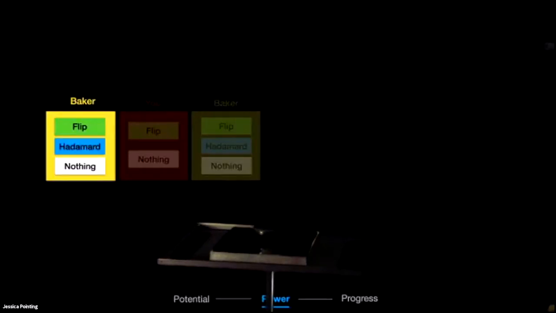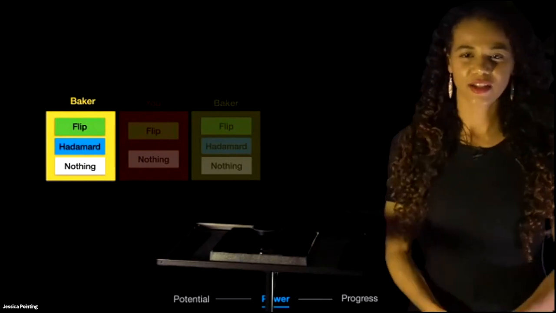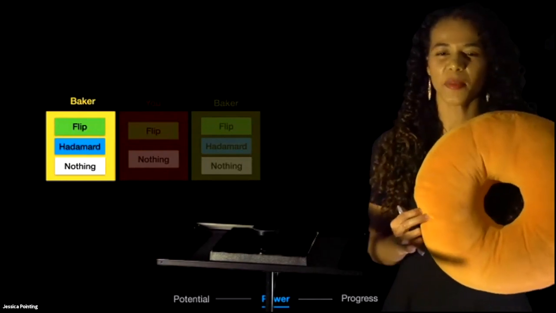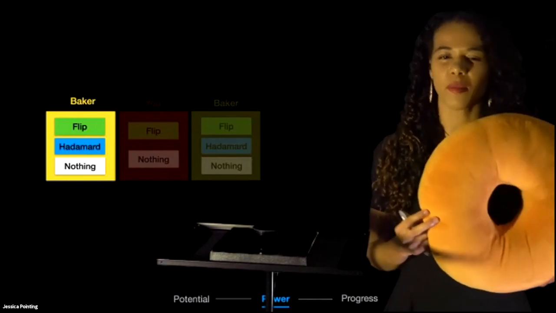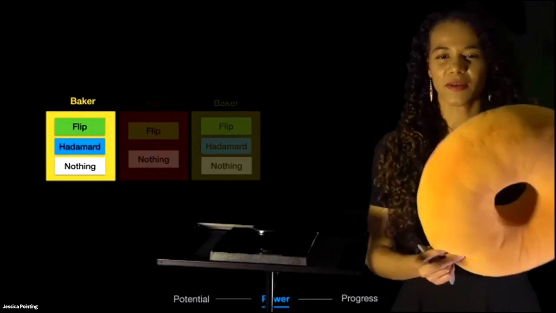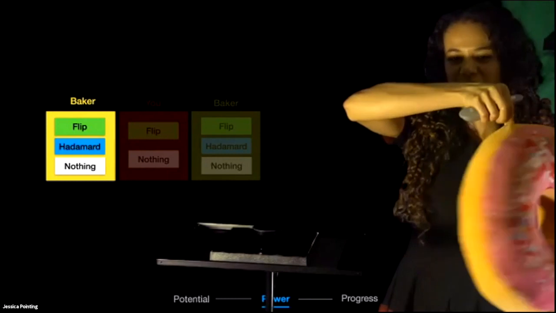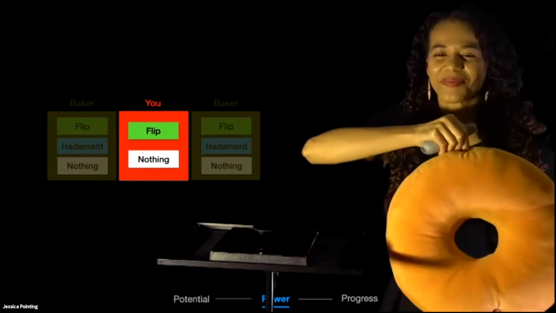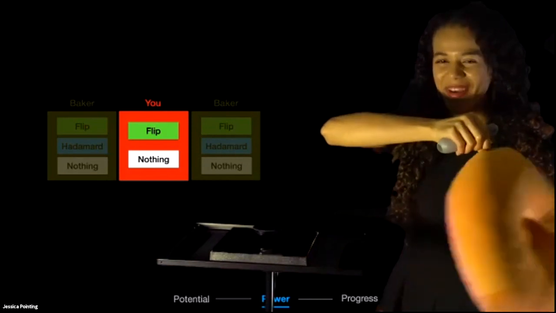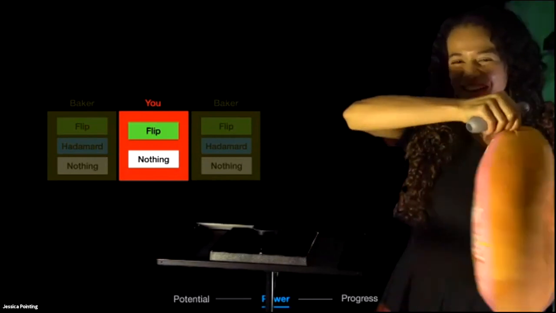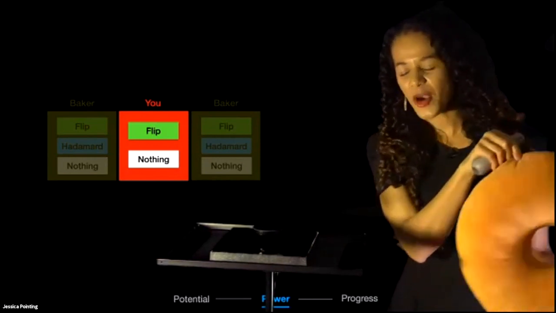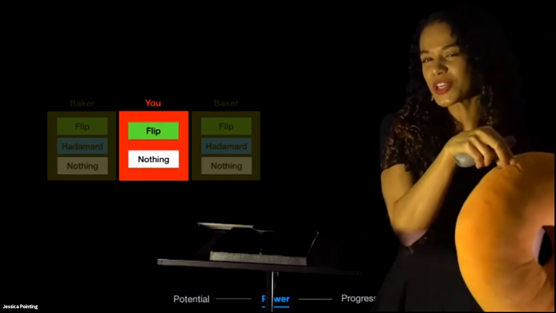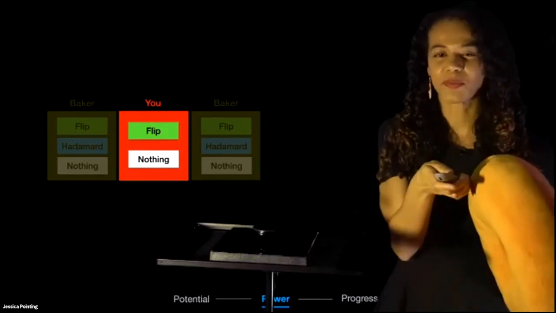The baker would use the Hadamard gate. So let's take a look at why. Remember that our bit starts in zero, and the baker has access to flip, Hadamard, or nothing. Let's say the baker decides to use the Hadamard, so now it's in superposition. Now it's your turn. You could flip it, but what happens if you flip something that's spinning? It's still spinning. Basically, flipping it doesn't change the superposition that it's in. Or you could do nothing. So it's still in superposition.